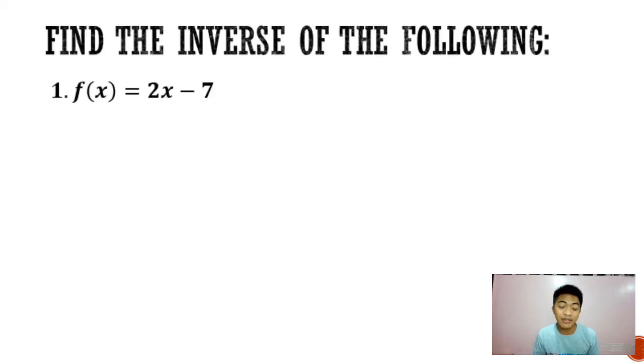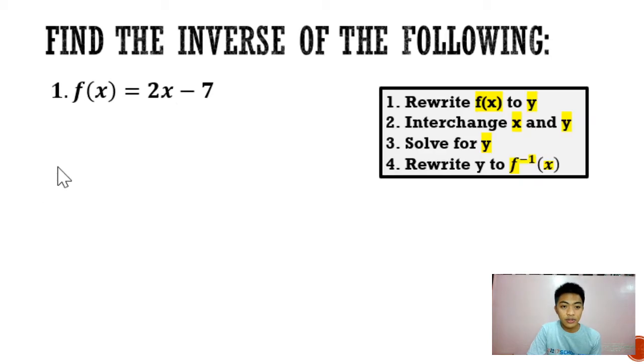So let's go to the main event. Find the inverse of the following. Number 1, f of x is equal to 2x minus 7. These are the steps I use in getting the inverse of a function. First of all, you are going to rewrite f of x to y. So palitan natin si f of x ng y.